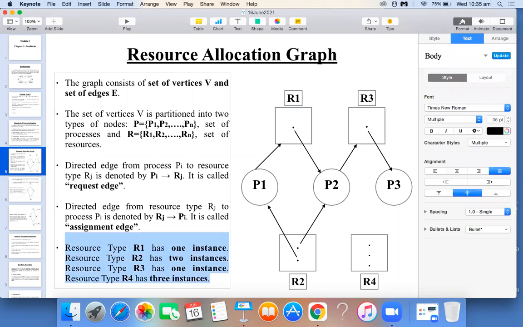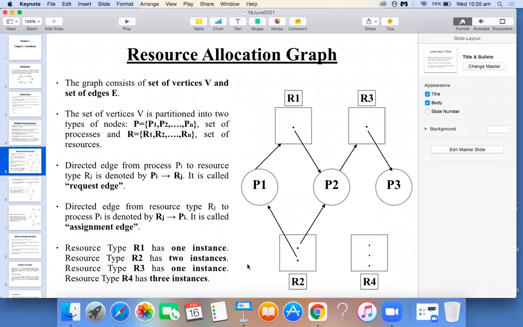So resource R1 and R3, we have only one instance available, whereas resource R2, we have 2 instances, and resource R4, we have 3 instances available. Okay. Next. According to the diagram, you can see here, process P1 is requesting resource R1. That's why there is a line from process to resource.